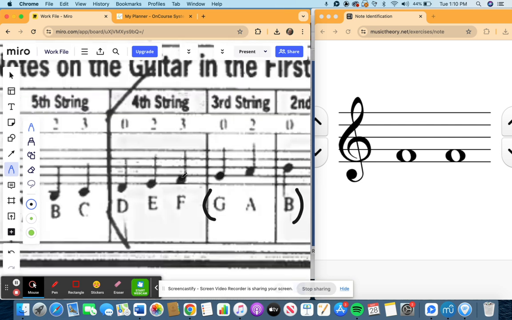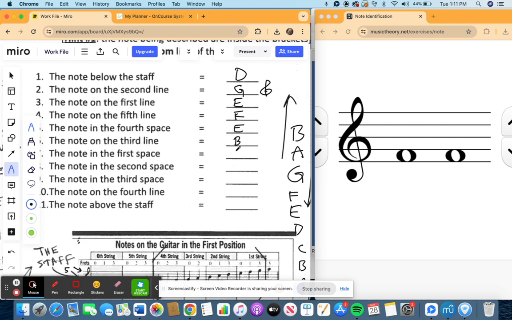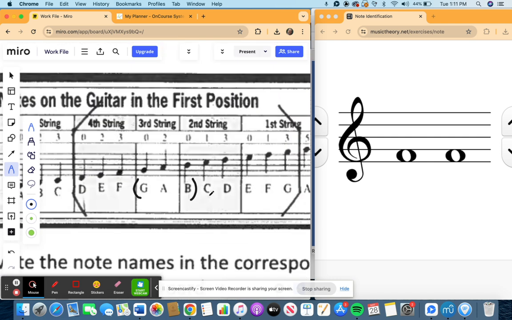This note's in the first space. It's the note F. Alrighty? The note in the first space is F. It's just about getting used to the lines and the spaces, really. There's 5 lines. And when you draw 5 parallel lines, you create 4 spaces in between those lines. So let's keep going. Here we go.